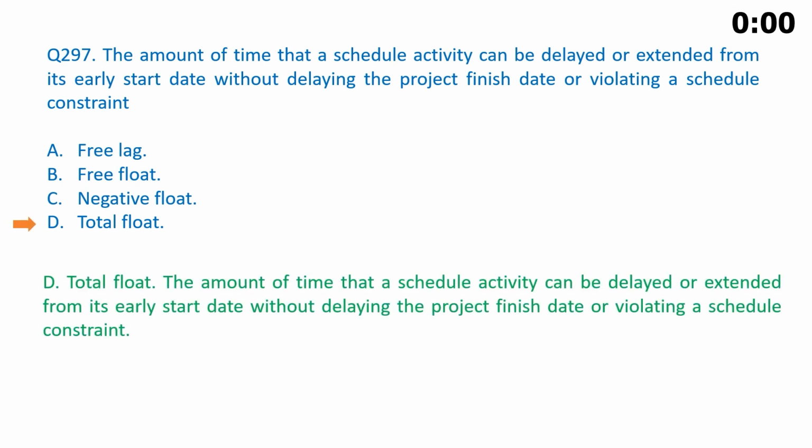The correct answer is D. Total float. The amount of time that a schedule activity can be delayed or extended from its early start date without delaying the project finish date or violating a schedule constraint.